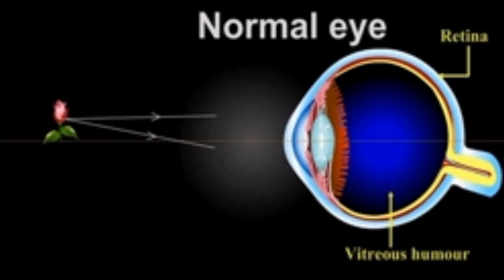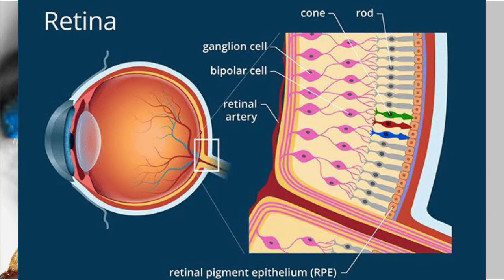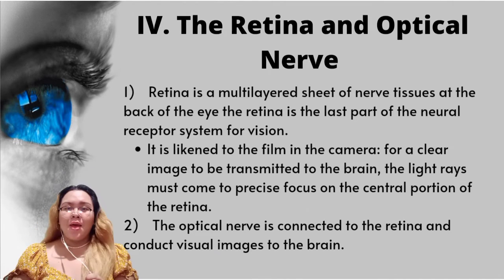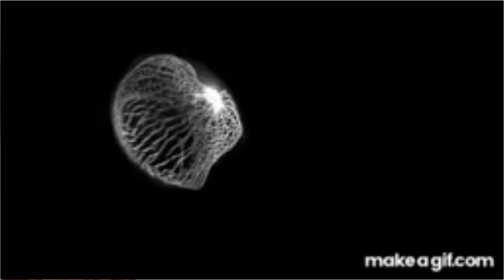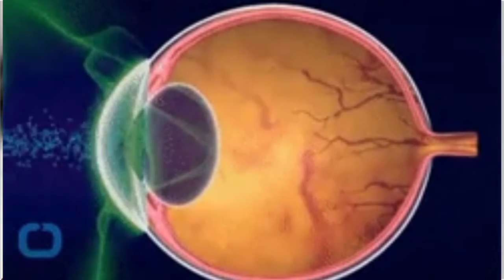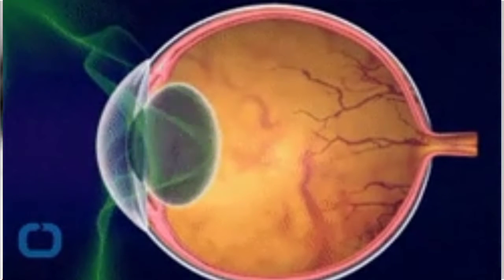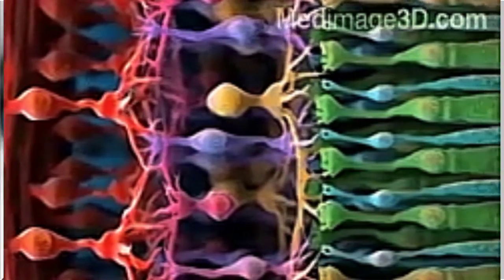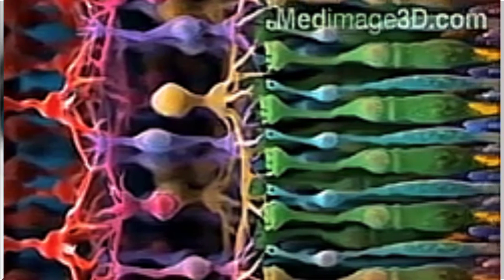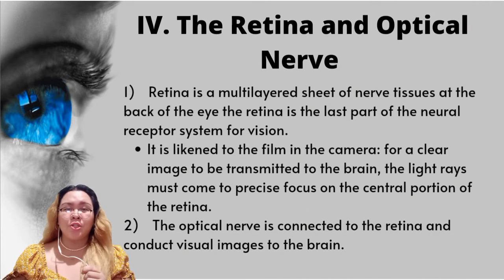It is like the film of a camera, for a clear image to be transmitted to the brain when light rays come to focus on the central portion of the retina. The retina contains some 137 million light receptors. Most are shaped like rods for black and white vision, and 7,100,000 are shaped like cones for color perception. The rods are responsible for night vision, seeing objects and images under conditions of low illumination.